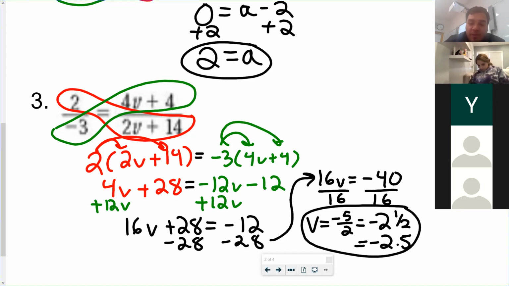All right. So if you got -2.5, be proud. If you got close, that's good. If you didn't get close, don't worry. We have a lot of time to practice.